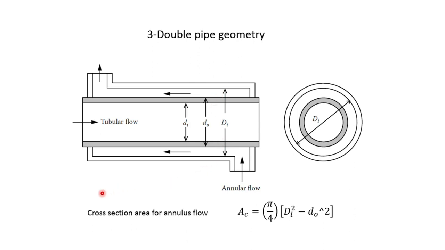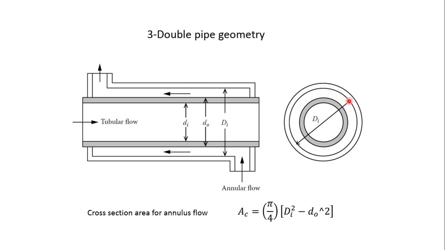So here we are going to see the cross-sectional area for the annulus flow. What is the annulus flow? This is the inner pipe and this is the outer pipe. The area between the inner and the outer pipe is known as the annulus, and the flow which is moving in this area is known as annulus flow, right? So how can we determine this area? We have to determine the annulus cross-sectional area.